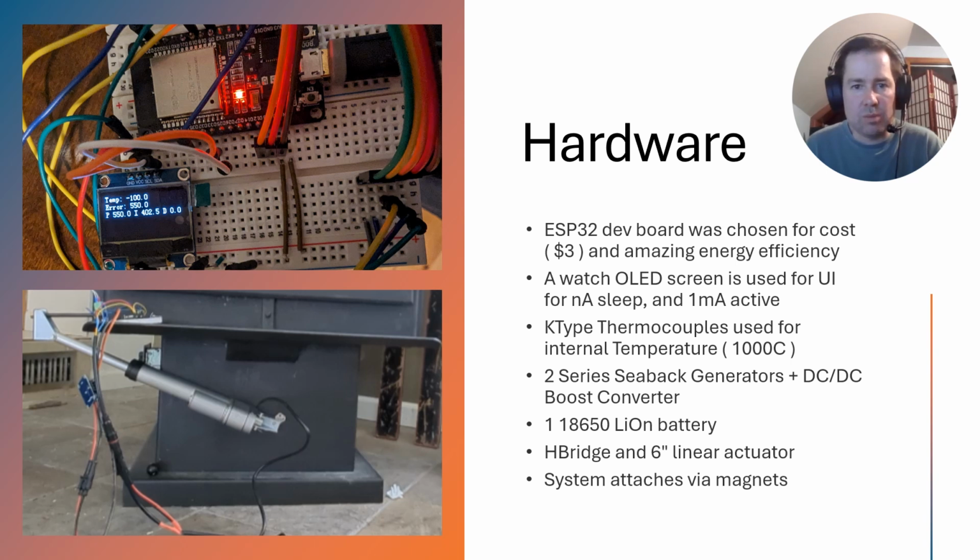High-temperature K-type thermocouples were used for the firebox temperature. As they are rated to 1000 degrees C, this provides a good safety margin over my target of 450 degrees. Two Seebeck generators will provide electrical power to a DC-DC buck-boost converter. This will generate a steady 5 volts DC to the board when they're above 200 degrees C. This is used to charge a lithium-ion 18650 battery, which provides both a high current draw to the actuator and will power the system when the stove is cool.